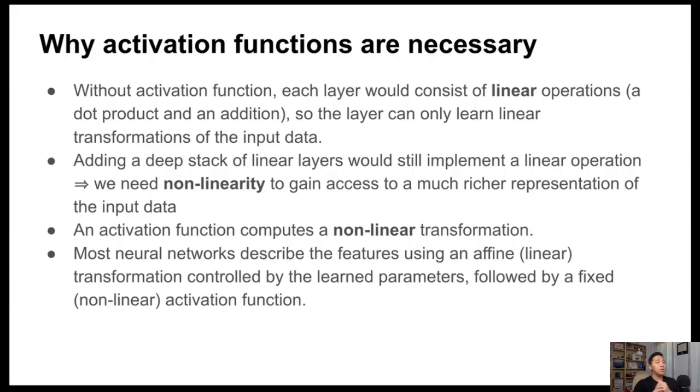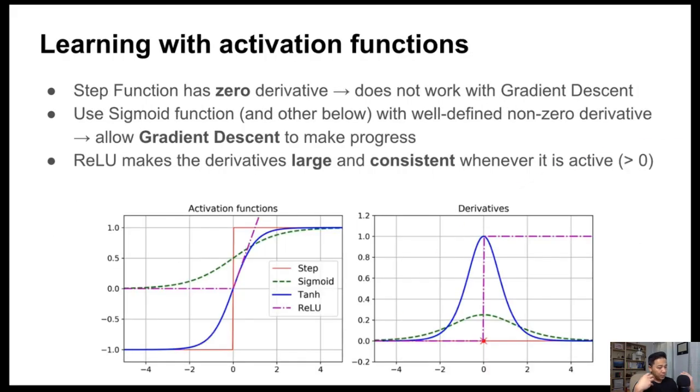So if you want to learn your weight parameters using gradient-based learning, there is some consideration that you have to take. So first of all, the step function actually won't work with gradients because it has a zero derivative, so you can't really do much with it. The sigmoid function and other functions here have well-defined non-zero derivatives. If you can see here, the sigmoid, the tanh, and even the ReLU have non-zero derivatives for the most part.